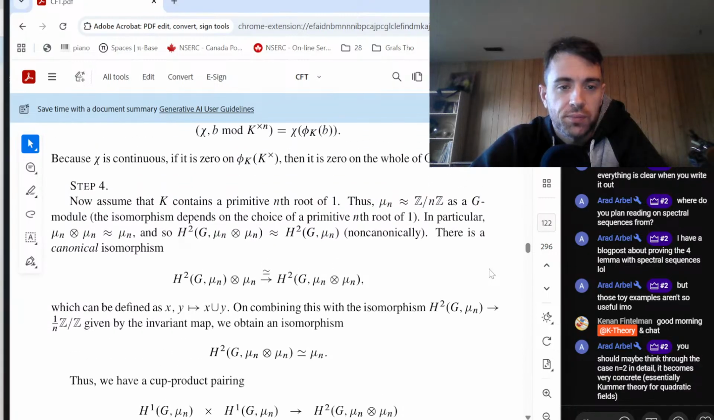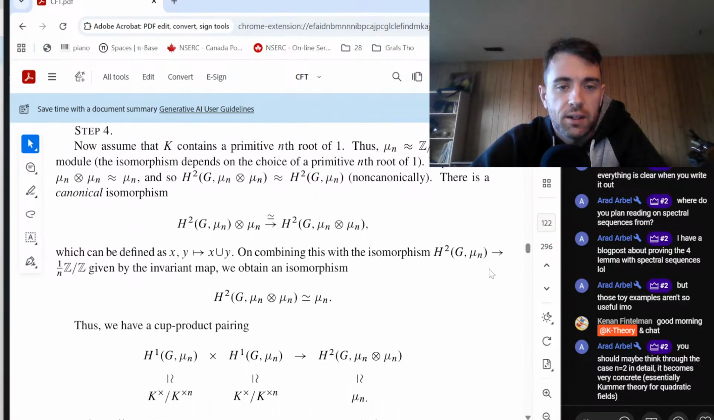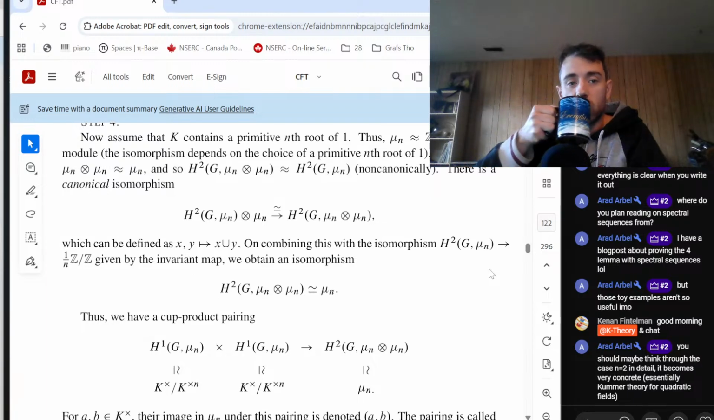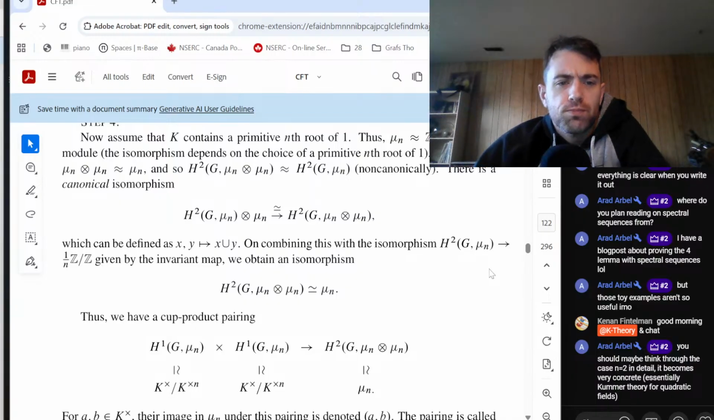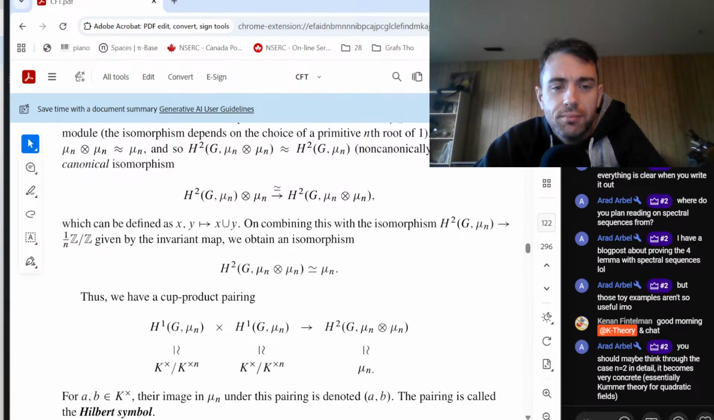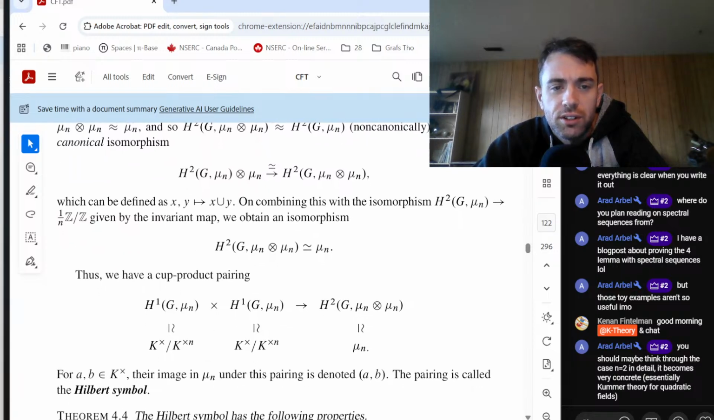Step 4. Final step here. Now we assume that K has a primitive nth root of unity. If we tensor the roots with themselves, we get back the roots. So we have some non-canonical isomorphism here. But then we get a canonical isomorphism over here. Not so clear, but to me.